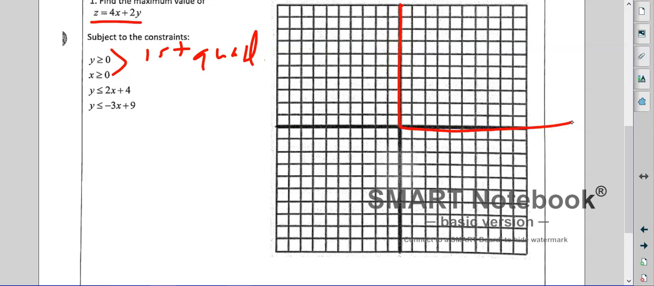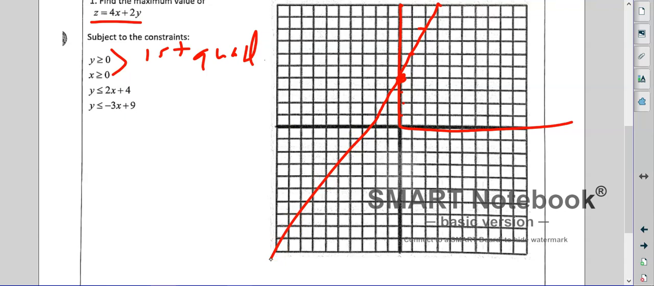All right, so y is less than or equal to 2x plus 4. So we go 1, 2, 3, 4. All right, and we're going to have a positive slope of up 2, right 1, like so. It's going to continue down here, but we really don't care.